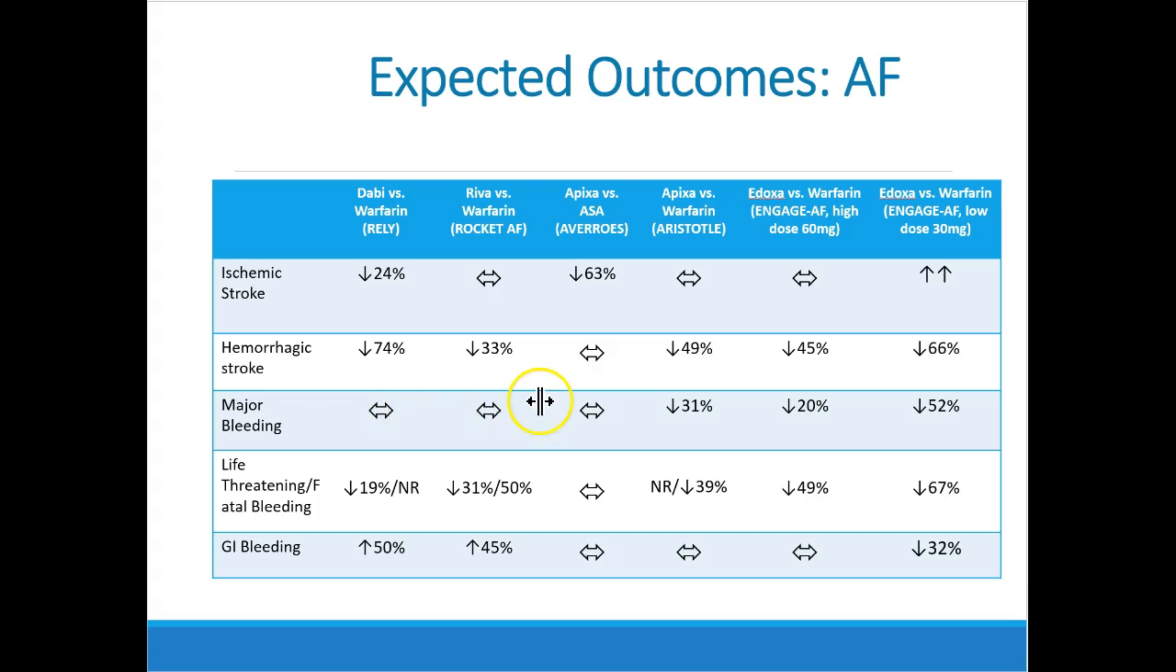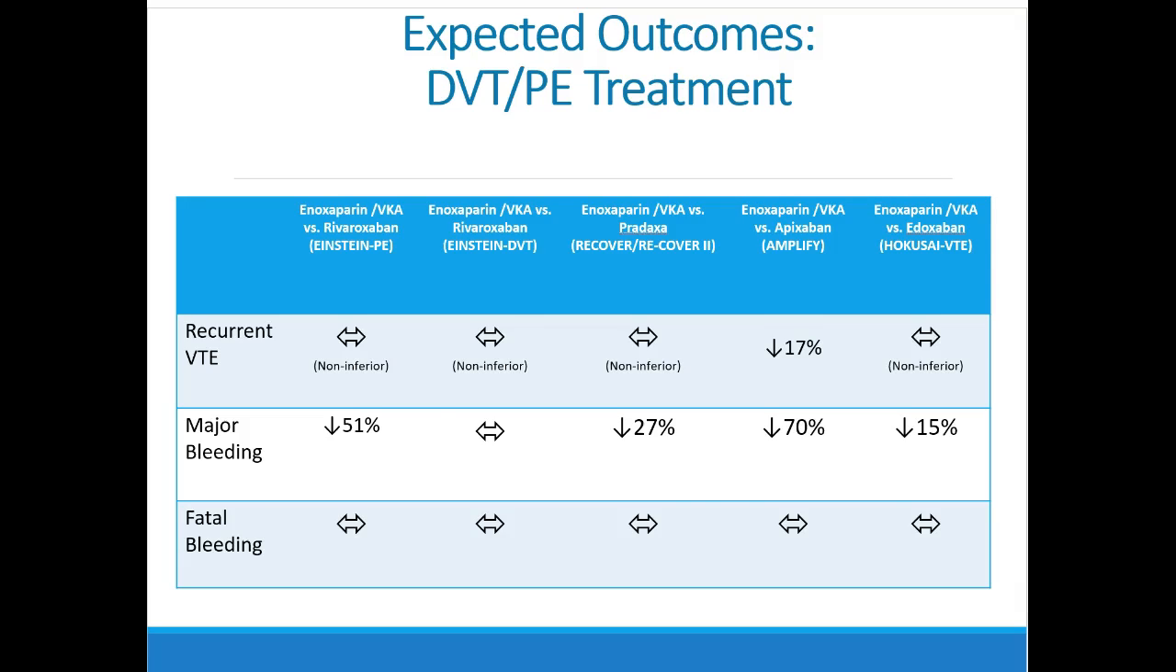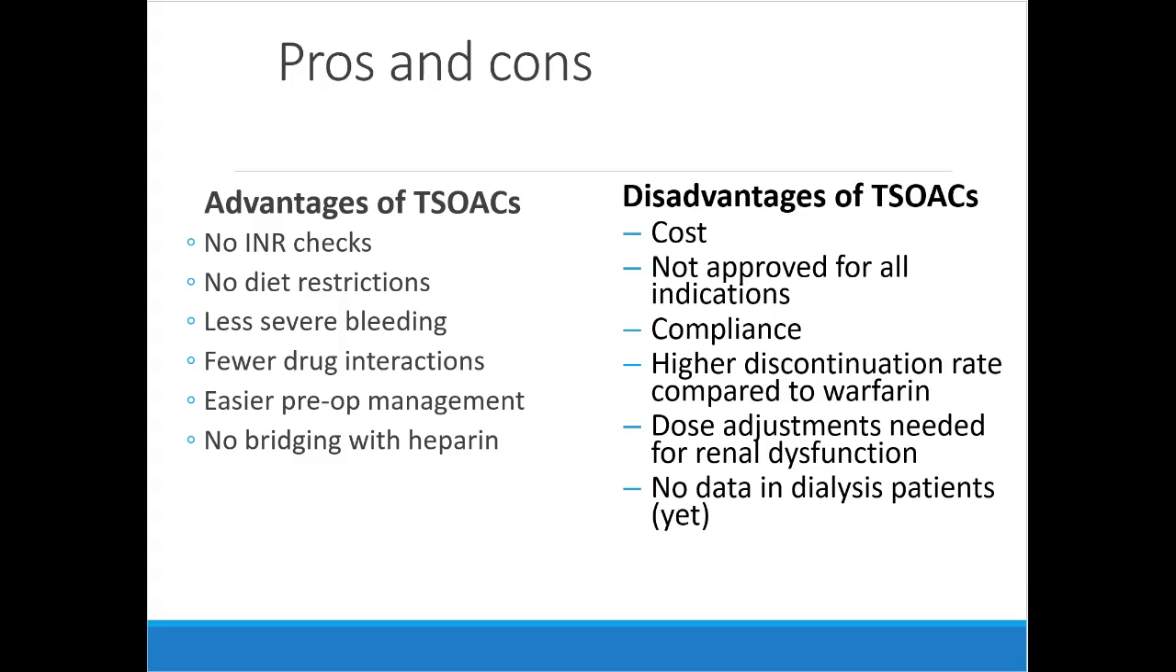Major bleeding, everything either was the same as warfarin. Apixaban, lower bleeding, edoxaban, lower bleeding, and edoxaban also with this dose was lower bleeding risk as well. Hemorrhagic stroke risk was substantially decreased across the board, with the exception of apixaban versus aspirin, but that one doesn't really count. We don't care about aspirin, we care about warfarin. Life-threatening fatal bleeding, again, mostly decreases here. GI bleeding, mostly a decrease. So pretty good results overall with lower bleeding risk with these agents.